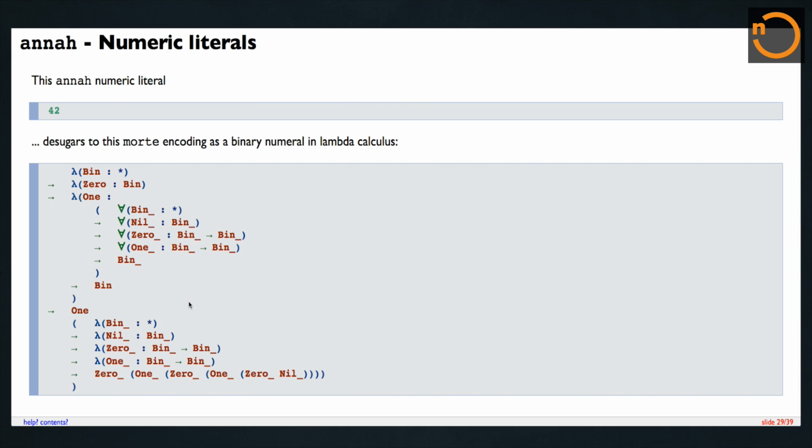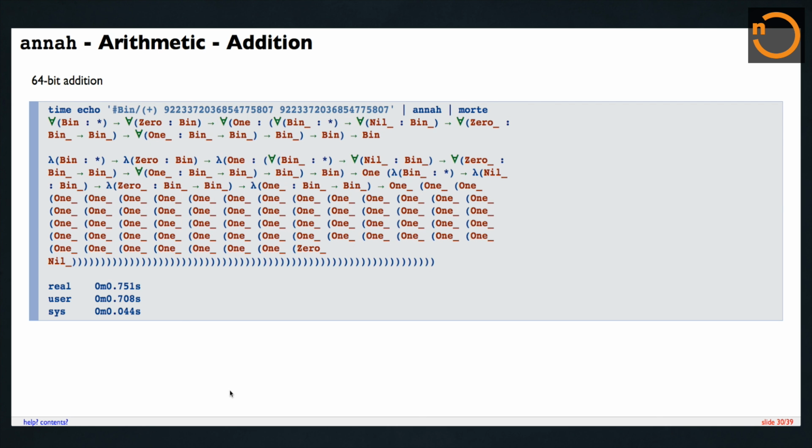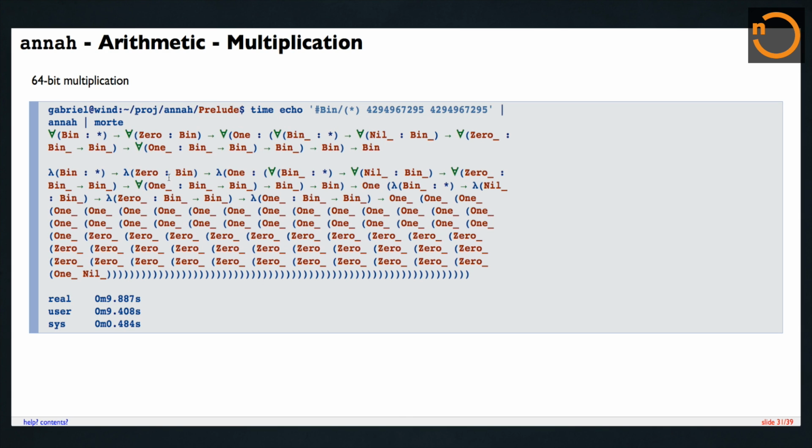You can encode numeric literals in lambda calculus. There's a simple and obvious way, which is the way usually taught in the literature, and Ana actually uses a more efficient representation using binary numerals. So 42 gets encoded as binary 1, 0, 1, 0, 1, 0, which is binary for 42. And you can do 64-bit arithmetic totally in lambda calculus, and it actually completes within a somewhat reasonable amount of time, a second. This is done at compile time, so you only do it once. And so here's an example of adding two 63-bit numbers to get a 64-bit number. Here is multiplying two 32-bit numbers to give a 64-bit number, all done at compile time.